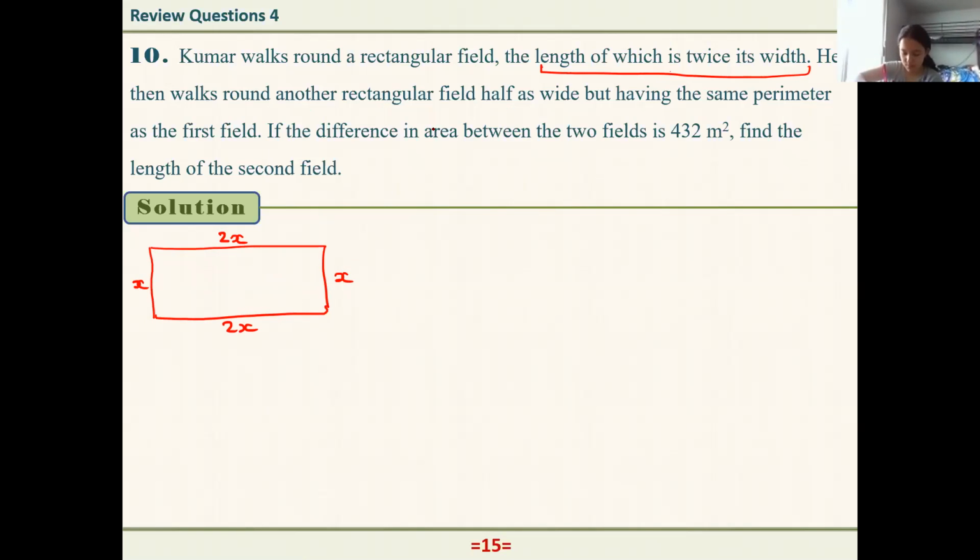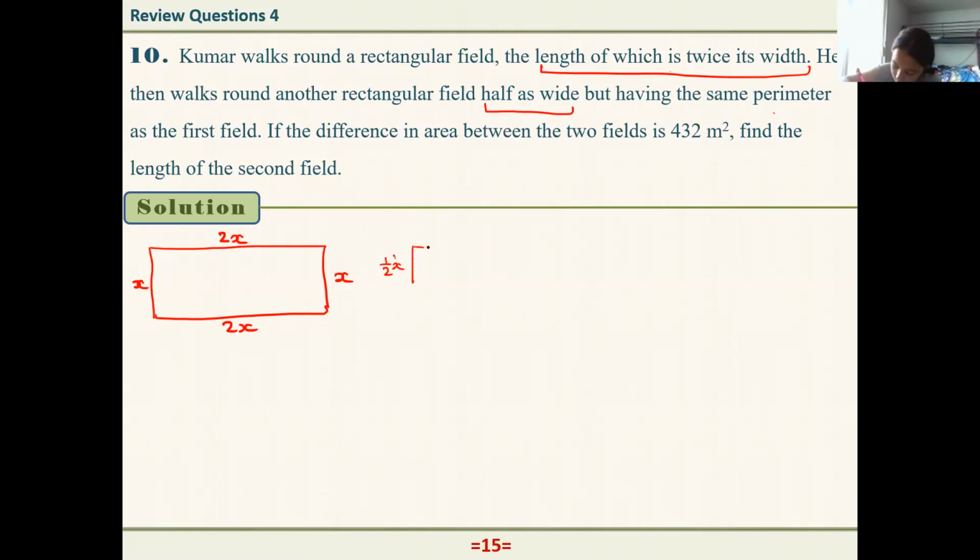He then walks around another rectangular field. Maybe he's just walking in the morning and there's two different parks, all right? The parks are rectangular shape, but the shape is different. He then walks around another rectangular field, half as wide. So that means half as wide: here it was x meters, so now another one is a bit shorter, right? So if this one is x, now this rectangle's width is 1 over 2 x. Another rectangular field half as wide, but having the same perimeter as the first field.